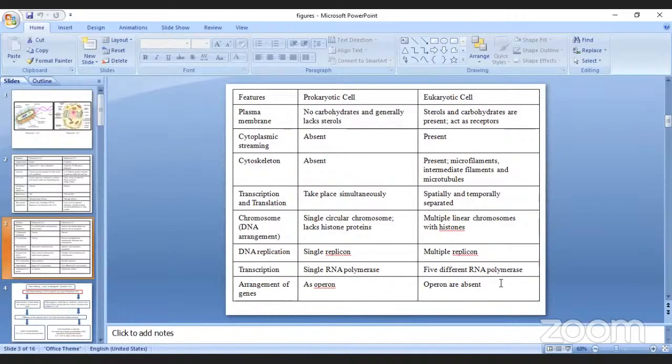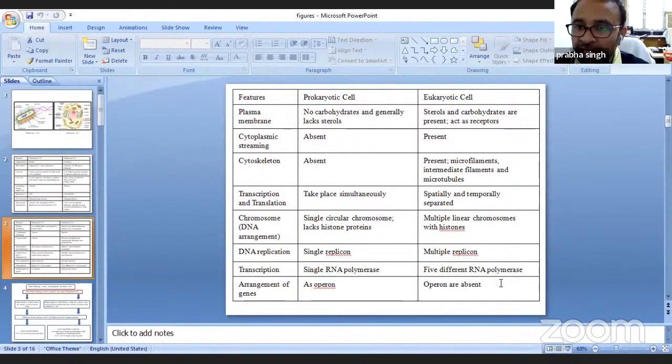Please explain, sir. Okay, then I will explain. You know about operon a little bit. Operon, where we have a cluster of genes together. In the case of eukaryotic system, genes are not clustered together. Although we have gene families even in the case of eukaryotic system, we don't have operon.